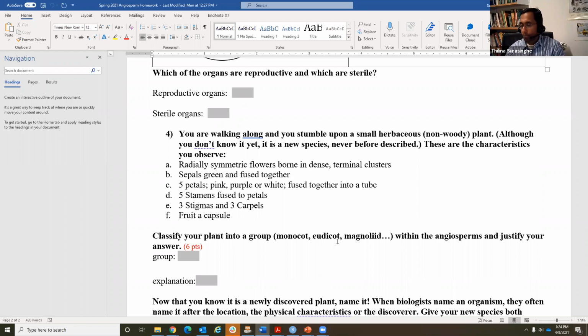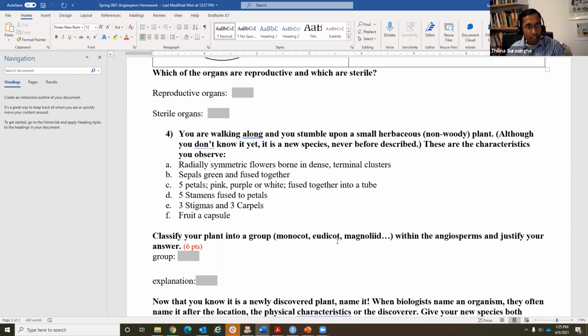Actually, so ovary, style, stigma, right? Filament, anther. Those are male. Those are reproductive parts, or you can collectively call them stamen and carpels, right? And everything else is sterile, right? So the receptacle, which you don't see here, the sepal and petal, they are going to be your sterile part.